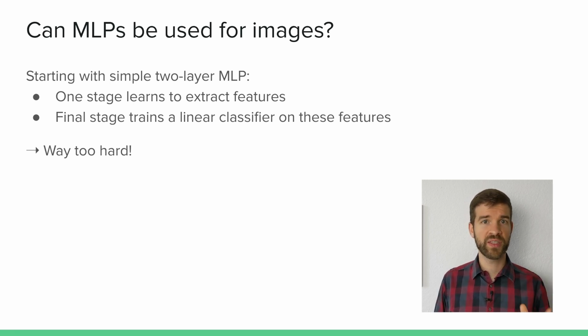we could think about it in the following way: the first layer would try to make some sense of these pixels and learn to extract features. And the second layer then would be in charge of classifying them to do whatever we want it to do, for example, image classification. The problem is that this is way too hard and does not work.